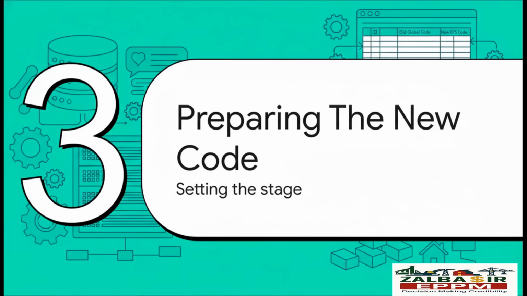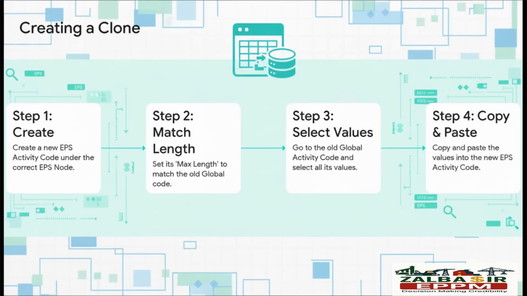Okay, time to get our hands dirty. Before we can move all that data, we have to build it a new home. This part is all about getting our new EPS activity code ready to go so it's a perfect match for the old global code. This is super straightforward, but you've got to get it right. First, you create your new EPS code in the right spot in the hierarchy. Now, this is important. Make sure its maximum length is exactly the same as the old code. You don't want to lose any data. Then, it's as simple as going to the old global code, selecting all its values, hitting copy, and pasting them right into your new EPS code. Bam! You've just made a perfect, empty clone.